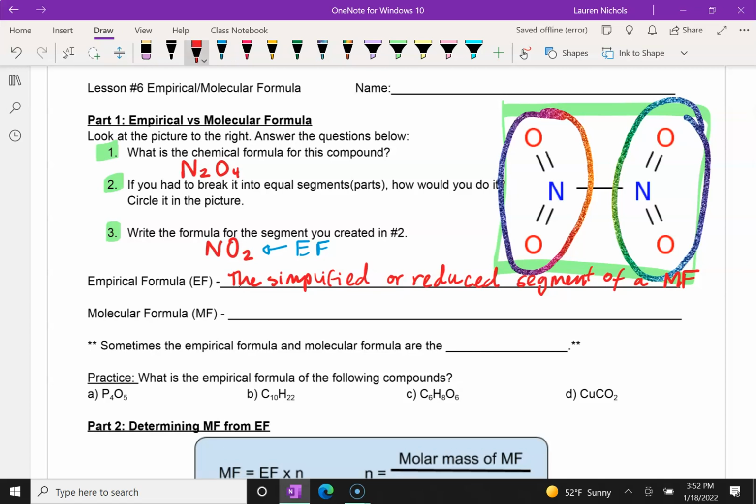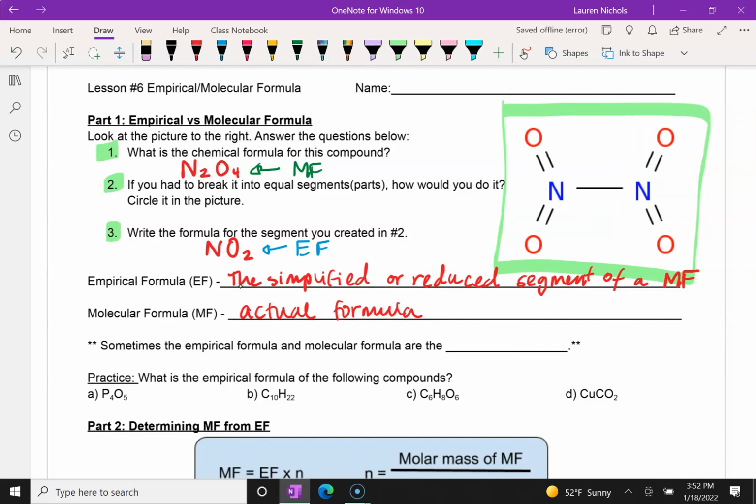The molecular formula is just the actual formula. So in this problem, that would be the N2O4 would have been your molecular formula because that's actually the formula that we have in this picture, and we can see that the empirical formula is repeated 2 times.